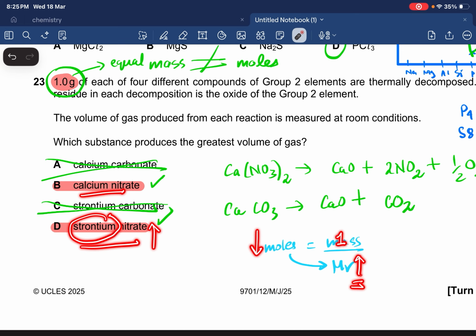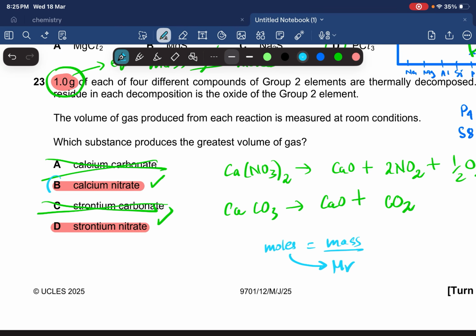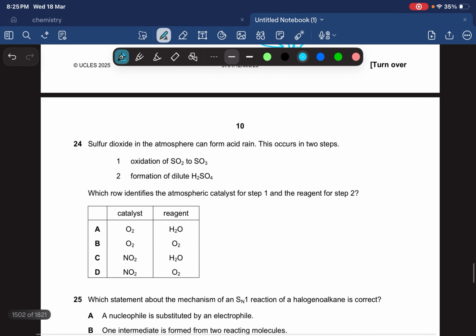If you know physics, you know that 1.0 gram mass is constant. If one quantity is constant, you can create a relation between the other two quantities. So this is going to be an inverse relation. So strontium is going to have fewer moles because of its greater Mr. So calcium is going to have more moles in 1 gram. That's why it's going to produce the highest amount of gas.